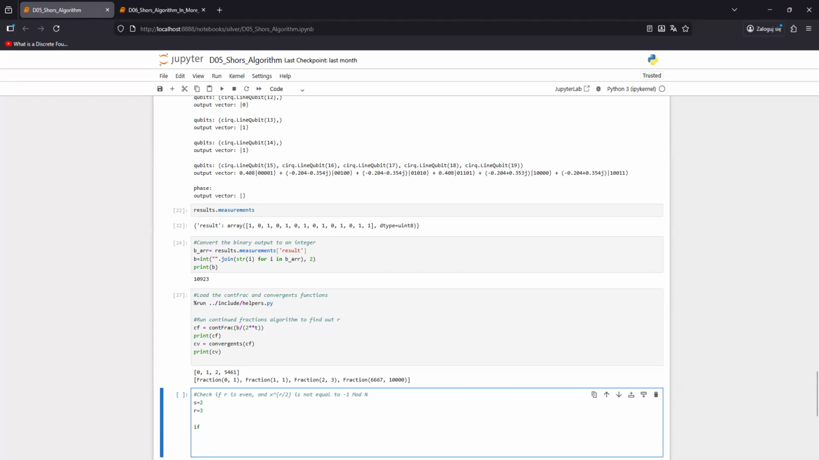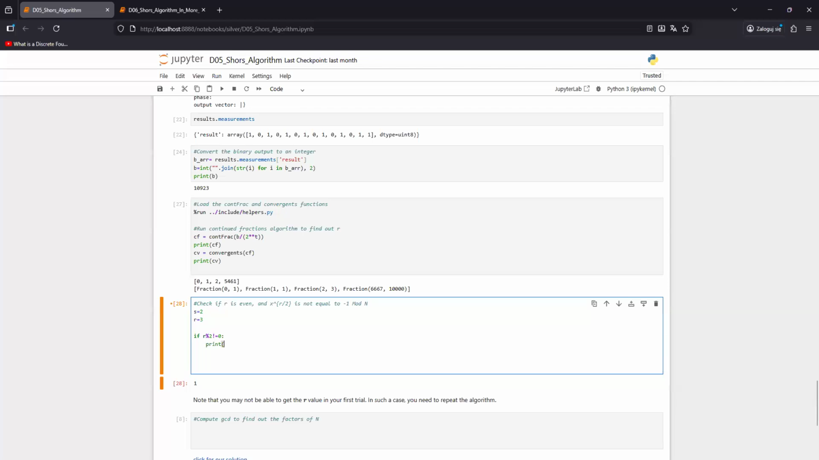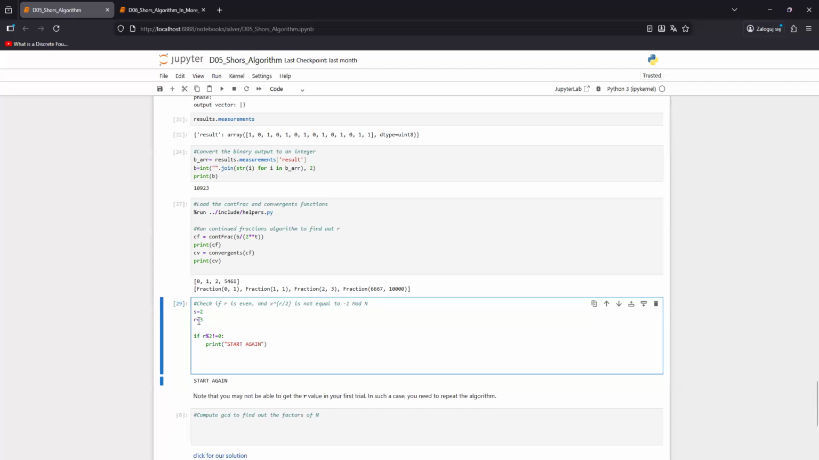So if R divided by 2, let me just print, okay, R divided by 2, the remainder is not equal to 0. So if we get an odd, then we need to print R again. It means that we failed. And as you can see, R is not even, so it means that we basically failed.